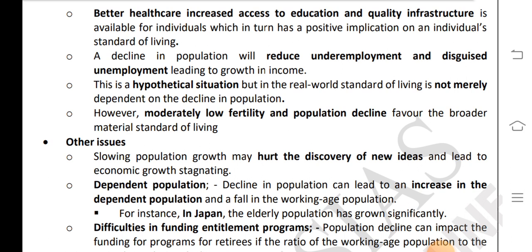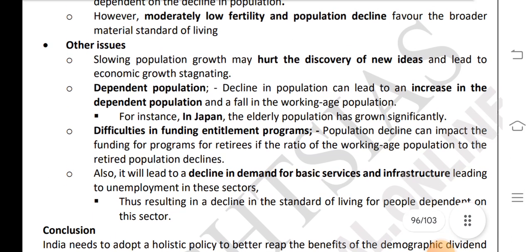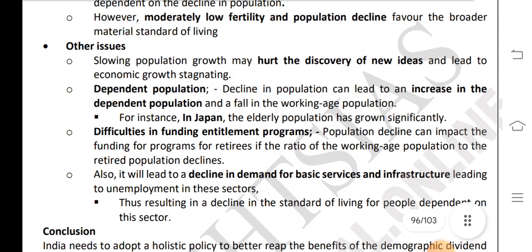GDP per capita is approximately an indicator of the average living standard and individual prosperity. A decline in the population means an increase in the GDP per capita, since the resources available per individual increase. Better healthcare, increased access to education and quality infrastructure are available for individuals, which in turn has positive implications on the individual's standard of living.